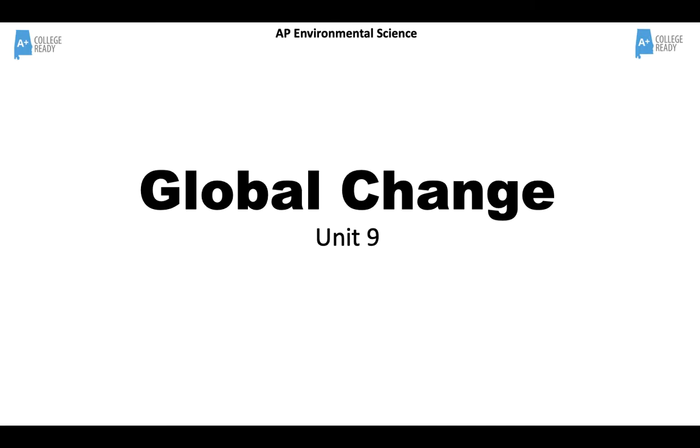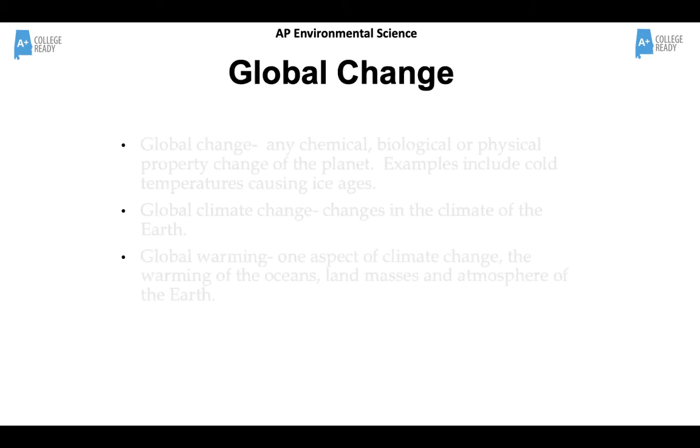So this unit, Unit 9, is on global change. It encompasses climate change, stratospheric ozone, ocean warming, ocean acidification, invasive species, and biodiversity loss. Global change is basically talking about any chemical, biological, or physical property change of the planet, such as the cold temperatures causing ice ages.